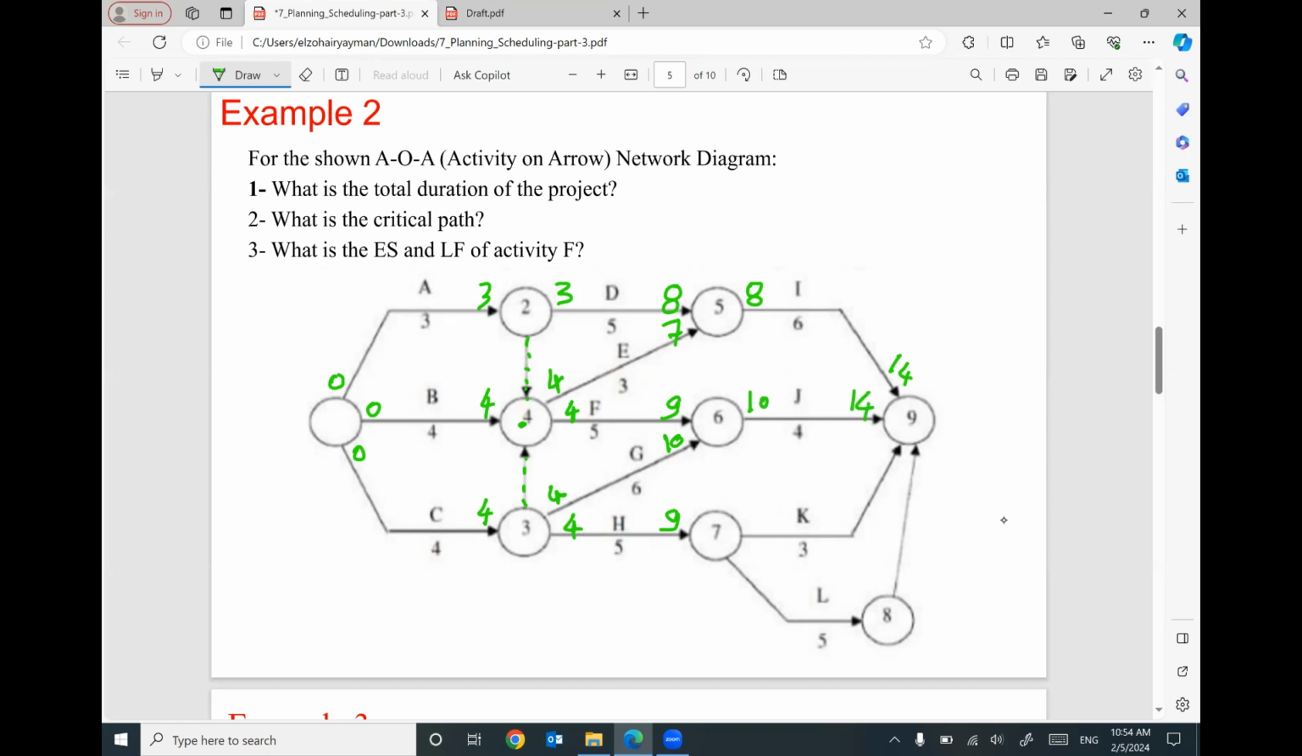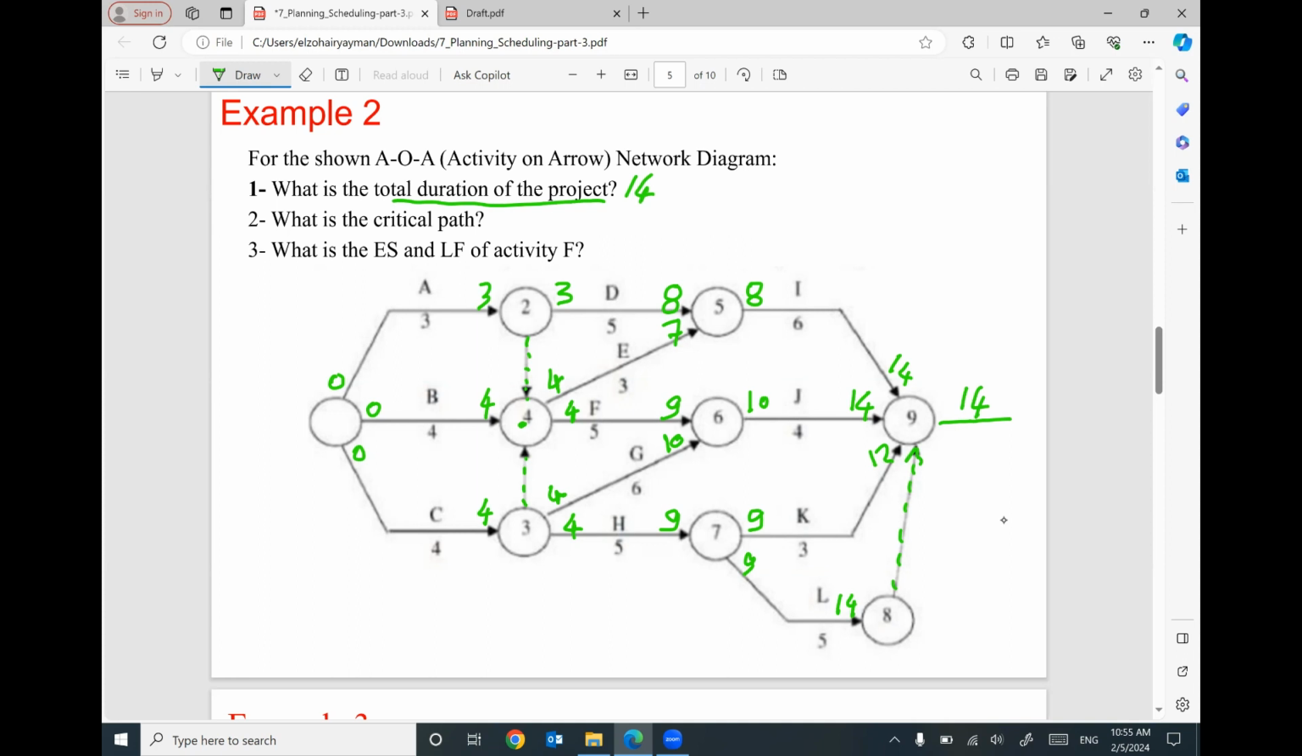For activity K, we have only one predecessor with early finish 9, so 9 will be the early start for activity K and activity L. 9 plus 3 will be 12. 9 plus 5 will be 14. We have here a dummy activity. It will end here with 14. So we have 14, 12, or 14, 14. So the biggest number is 14. So the total duration of this project will equal 14 days, months, weeks, years, whatever.